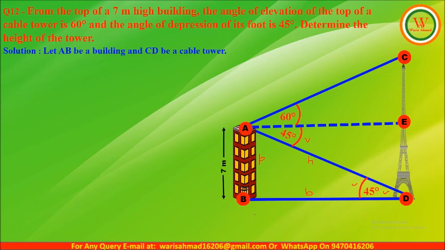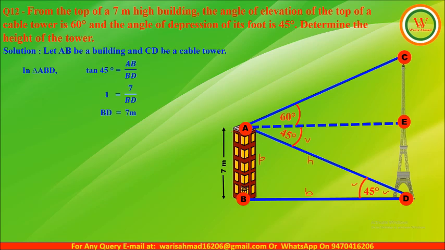In triangle ABD, we can write tan 45 degree, because the measurement of this angle is given 45 degree. So we can write tan 45 degree equals to AB upon BD. Now, as we know, tan 45 is equals to 1 and the value of AB is given 7. So on the place of tan theta, we can write 1, AB equals to 7. The value of BD is not given, so we can write here BD. Finally, we can write BD equals to 7 meter.